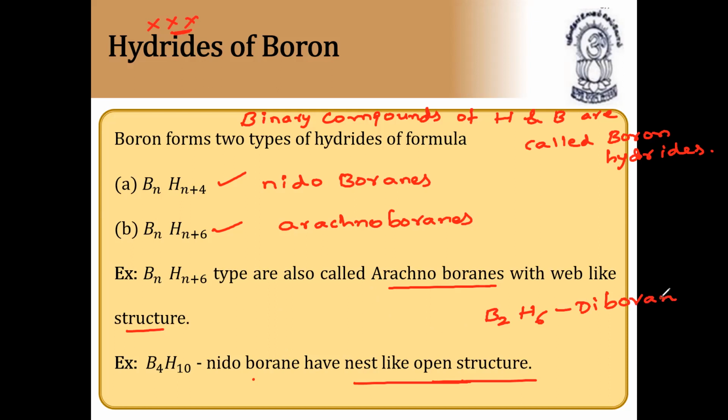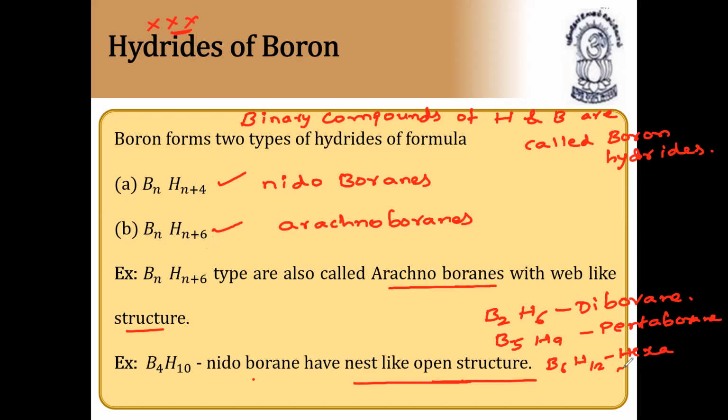It starts with B2H6. Next, B5H9, because n is 5 and 5 plus 4 is 9. This is called pentaborane. Next we have B6H10. Actually 6 plus 6 is 12, so it should be B6H12, hexaborane. B6H12, we have hexaboranes.